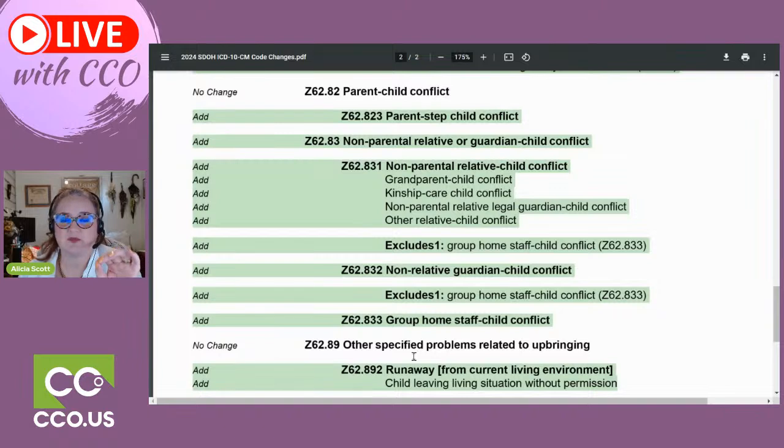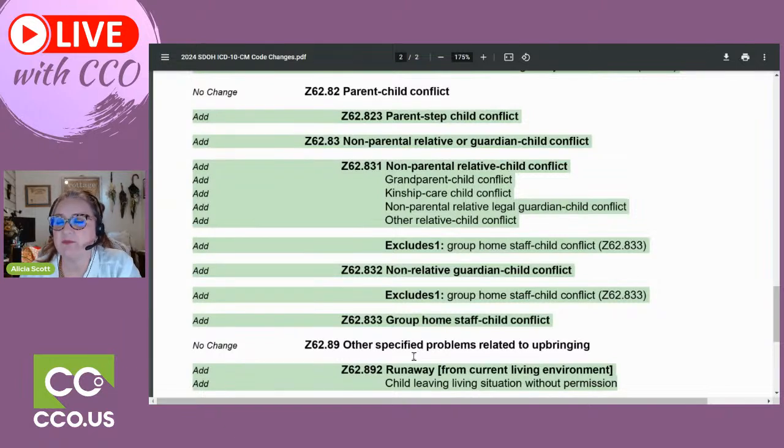But for the providers to know that this is available and how that would affect the health of the family or the family unit would definitely change medical decision making for that provider. Let's move on to expanding that to Z62.831, non-parental relative child conflict.